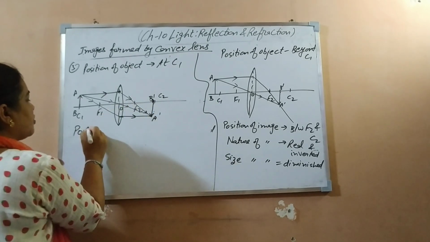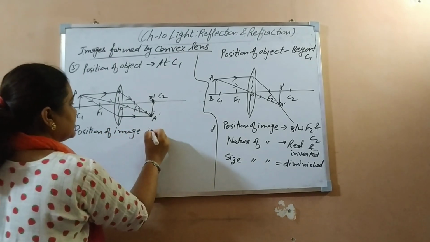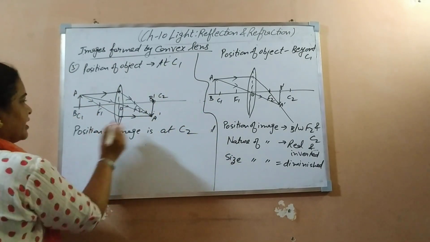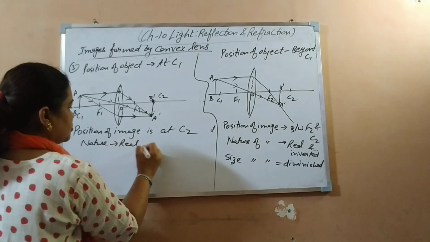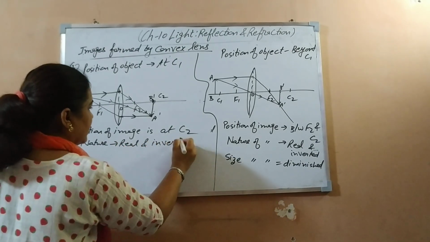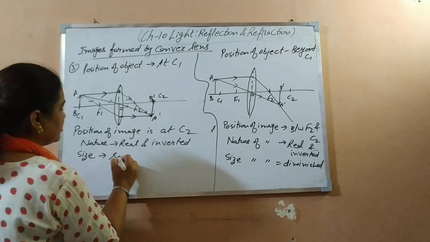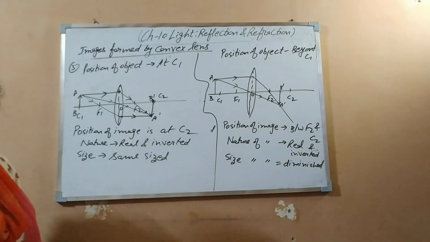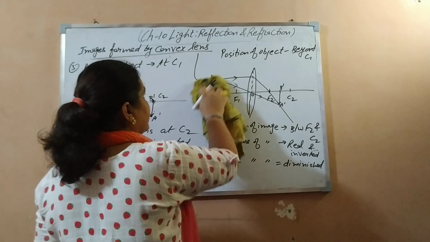Where is the position of the image? Again, the position of the image is at C2, equidistant. What is the nature? Real and inverted. Size: it is of the same size. Means real, inverted and same size, like in the mirror we have done. So here also in the lens we can get it.